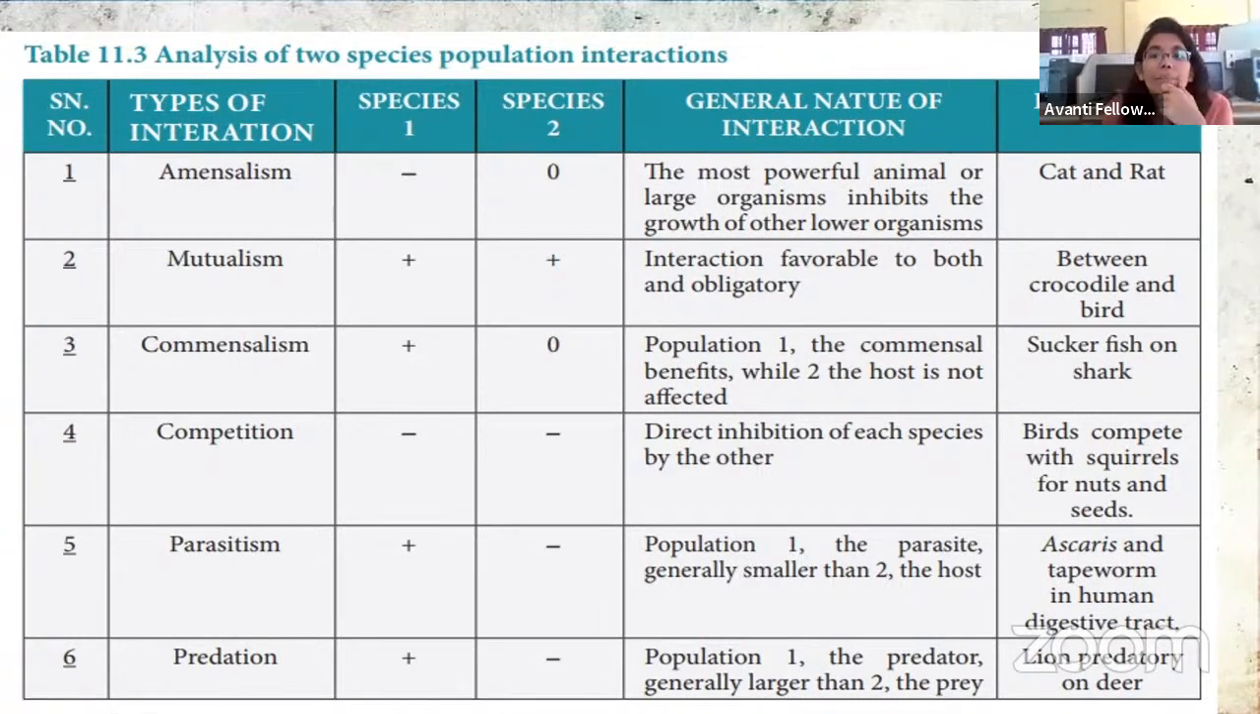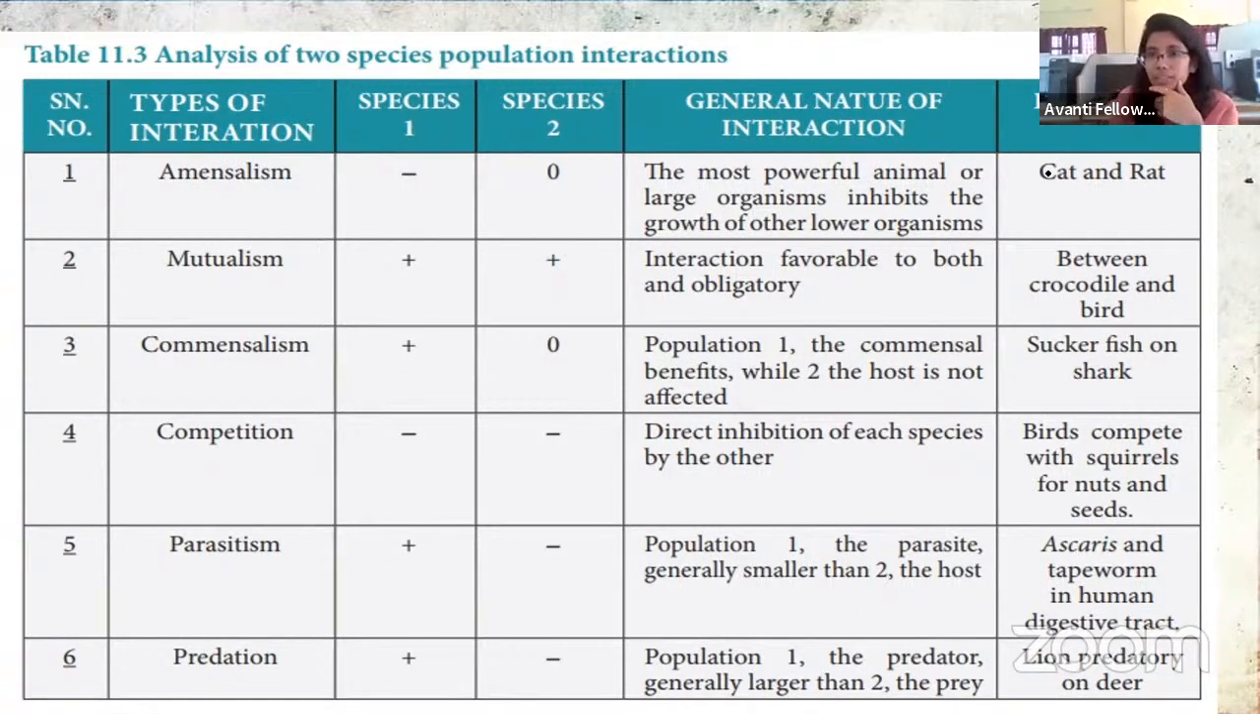Next, let's see amensalism. Here the symbols you need to know. Plus symbol means the organism is getting benefited. Minus symbol, the organism is getting harm. Zero, the organism is not affected, neither benefit nor harm. So amensalism, where one species is getting harm, the other species is neither benefited nor harmed.